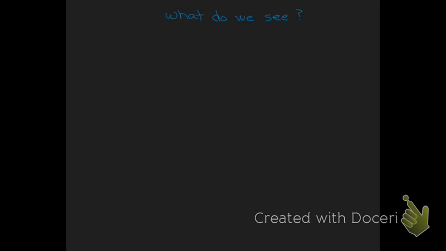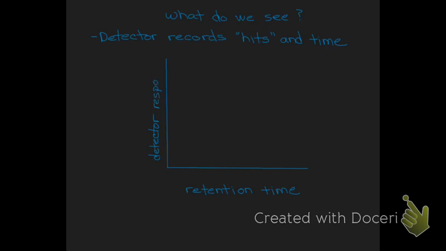So what do we actually see on that computer screen? Well, the detector is telling the computer every time it records that something has hit it and what time it hit it. And so you end up with a plot that shows the time, which we call the retention time, and the y-axis is the detector response, which you can basically think of as the number of hits at that particular time, the number of compounds that hit the detector.